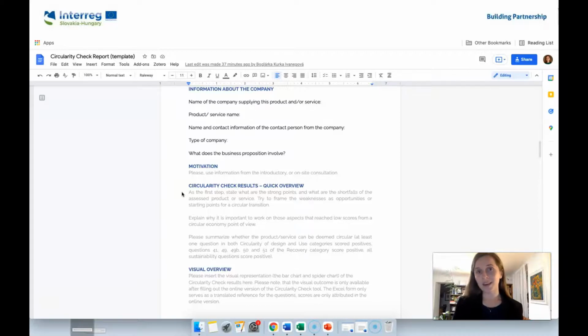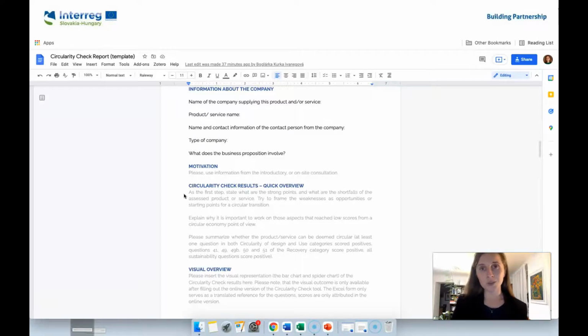And summarize, based on the circularity check, whether the product or the service can be considered circular or not. You'll be able to get this information based on the score, and also there are some preconditions that you need to fulfill in order for the product or the service to qualify as circular. It is also explained in the online tool, in your Excel sheet and in your guidance.